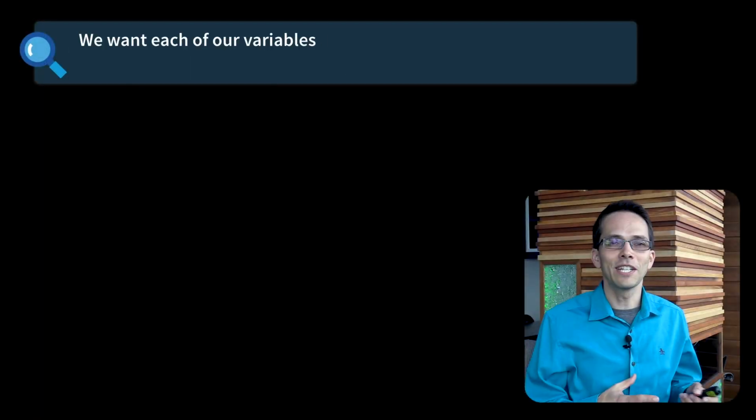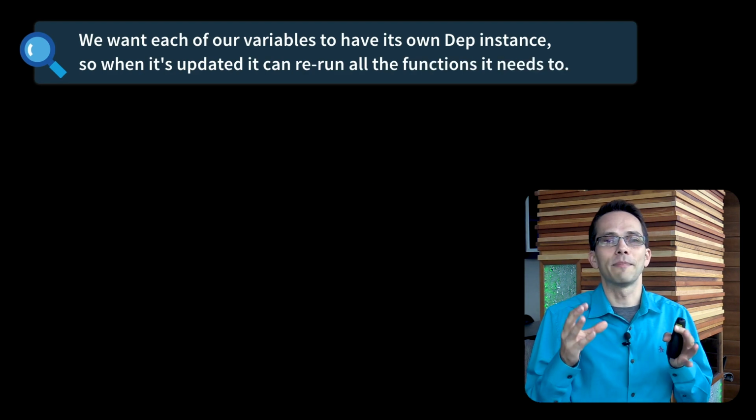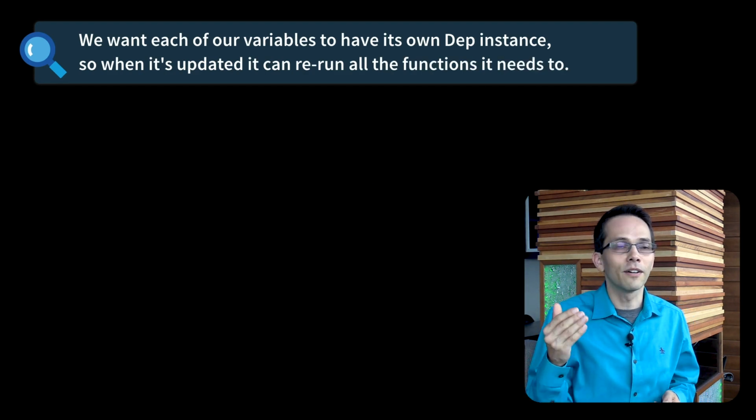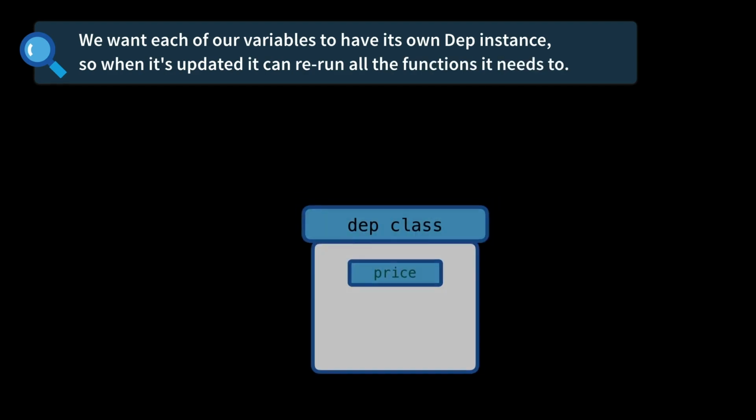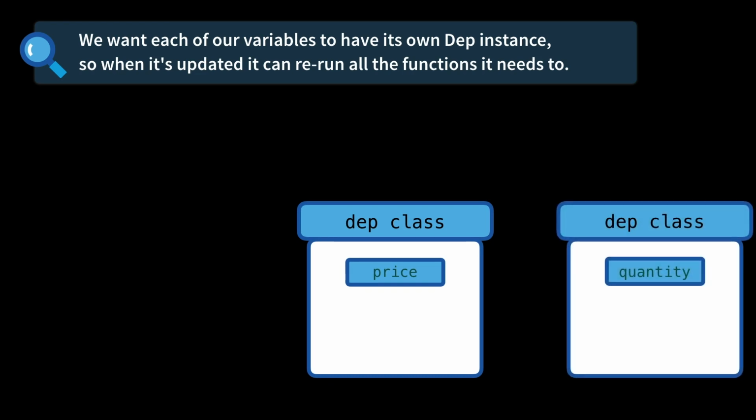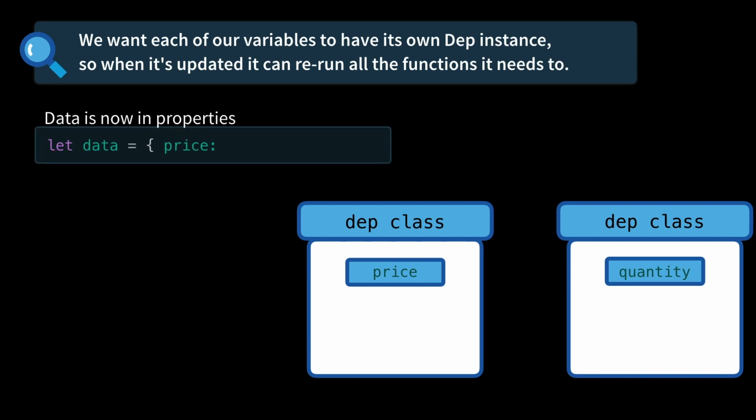As I mentioned earlier, each of our variables is going to need its own dep instance, so we can rerun all the functions it needs to. Let's visualize that. So we have our price variable and our quantity variable, and they each have their own dep class. We're going to move these into properties like you see here. It'll be a little easier and you'll see why.